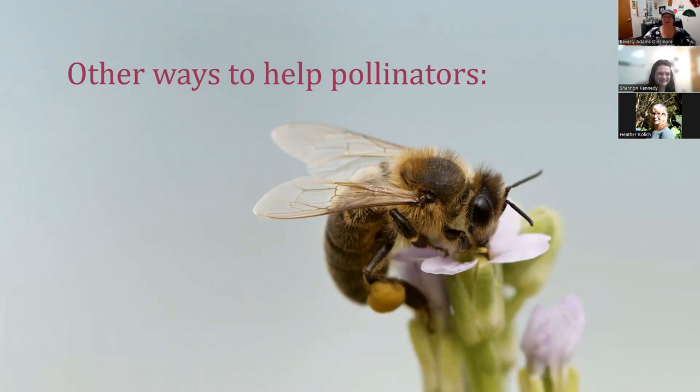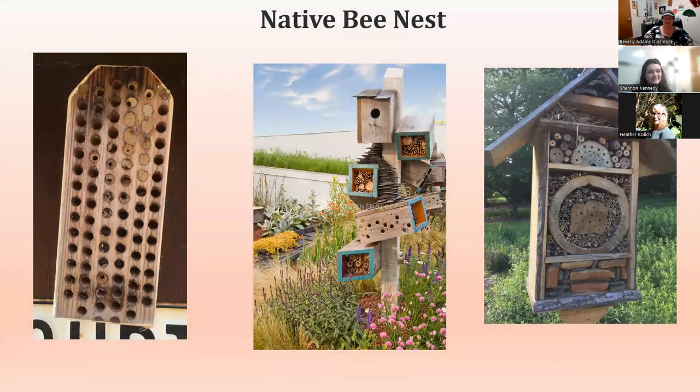Okay, so now we're going to go over some other ways you can help pollinators in your landscape. These native bee nests, you can make your own. You can take blocks of wood like the one shown on the left and drill holes with a drill, between 3/32 inch and 3/8 inch in diameter, approximately 3/4 inch apart.